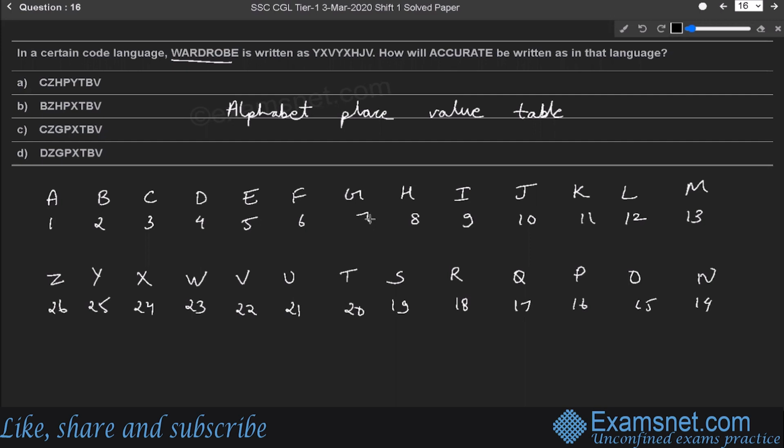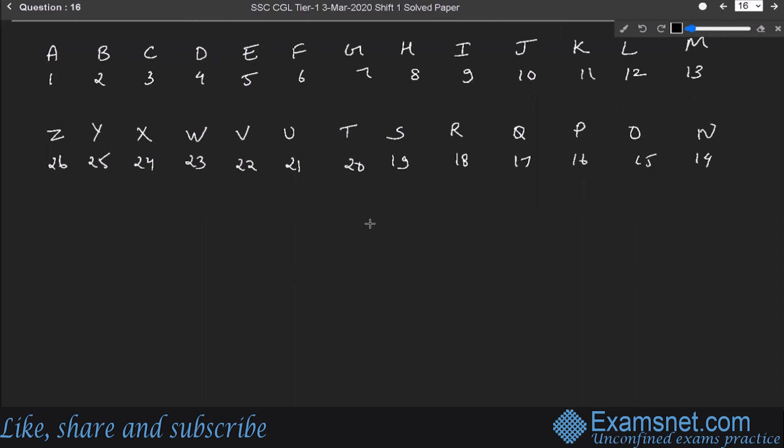Now, all we have to do is understand the pattern that is followed when wardrobe is written in this particular language. So let us first write the word wardrobe: WARDROBE, and it is written in some coded language. So let us write it also: YXVYXHJV. Okay, this word is written in this coded language.